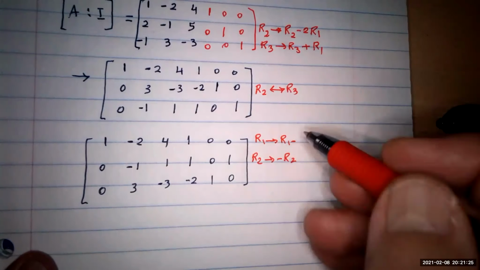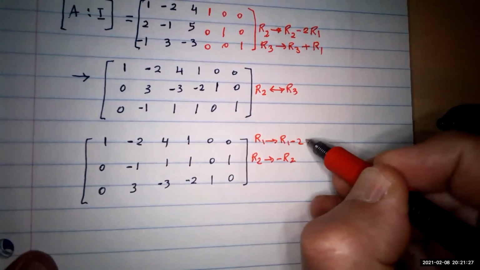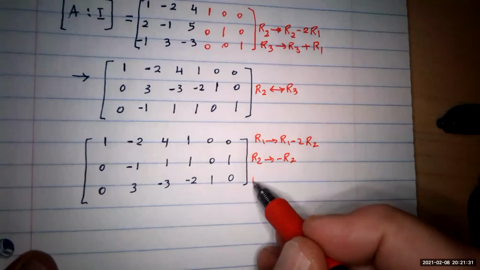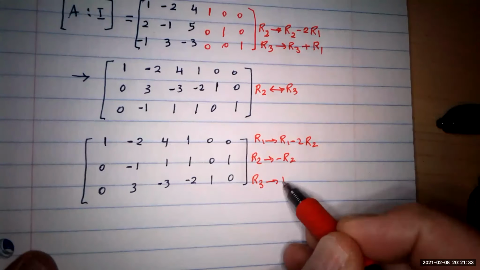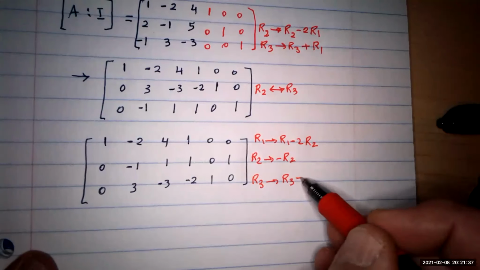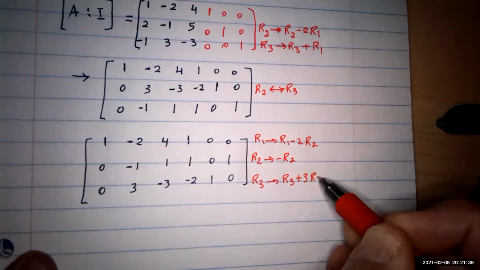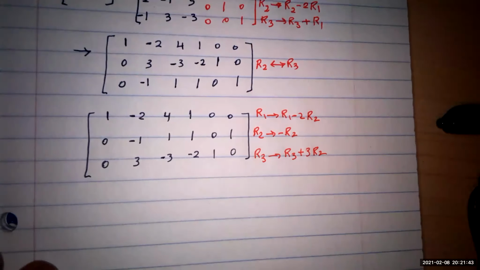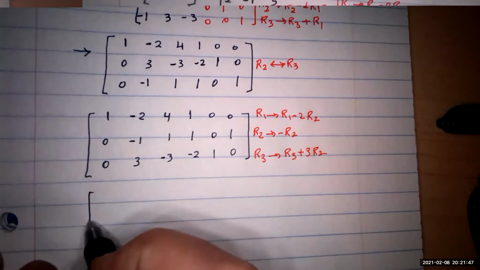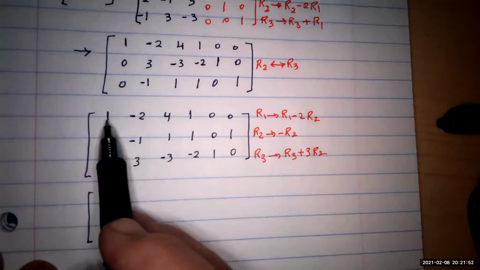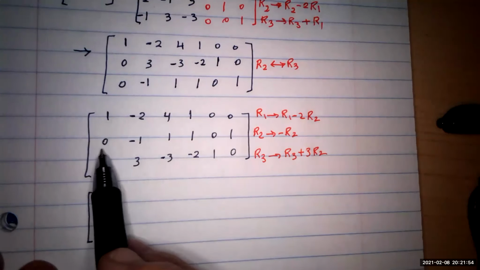okay, minus 2R2. Take it to positive 2, and this is going to be R3. We change it to the R3, and this is going to be just plus 3R2. Okay, 3R2, make it into 0, and then we'll be fine. So we are going to continue. This is it. So R1 minus 2R2. This is R1 minus 2R2.